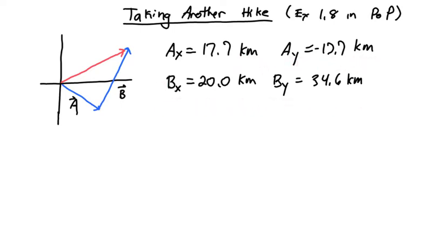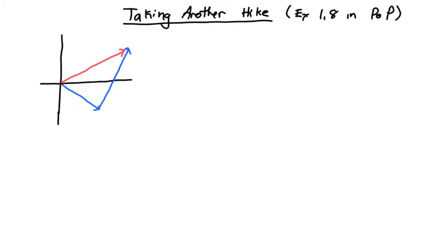Notice that the A vector has the same magnitude for both of the components. That's because the angle right here is 45 degrees, and so the components will be the same. So let me get rid of those.